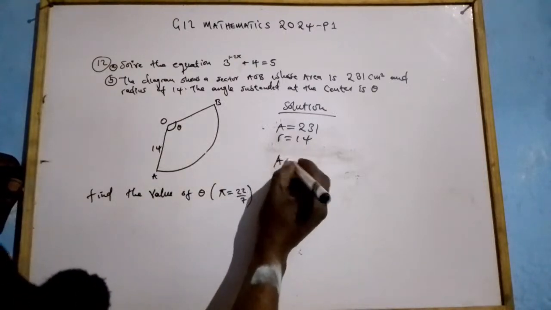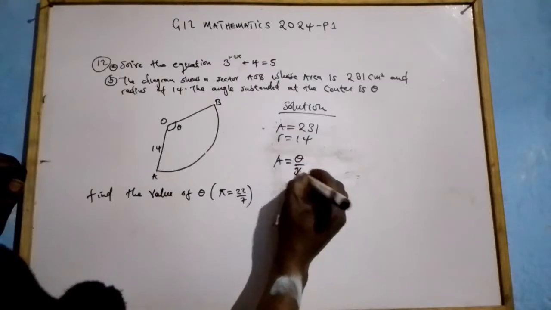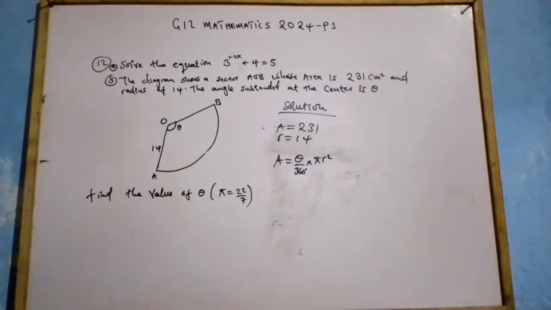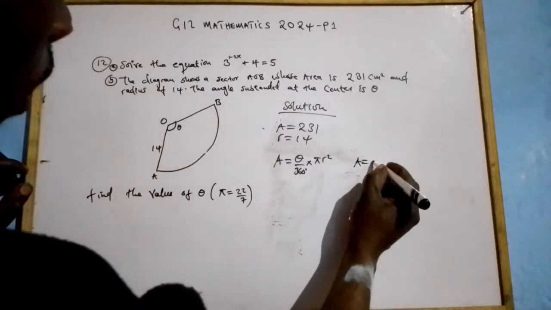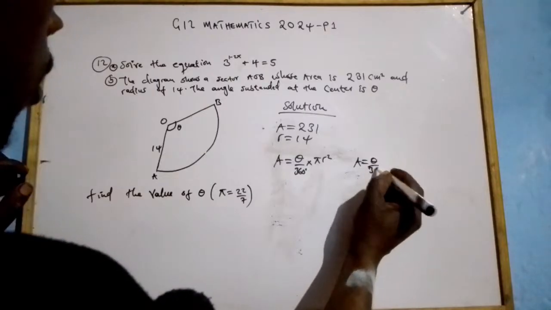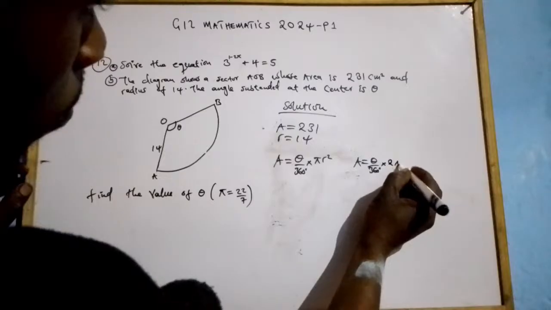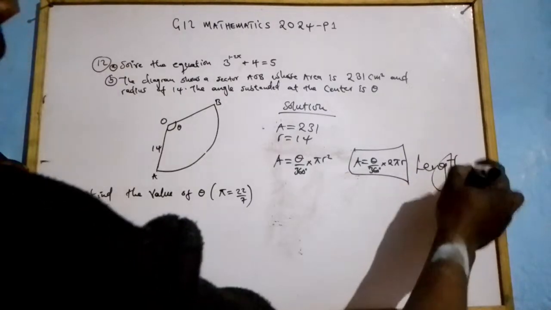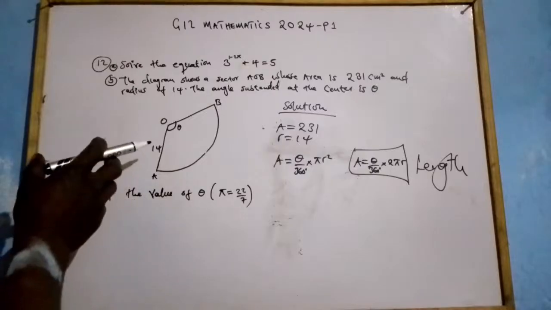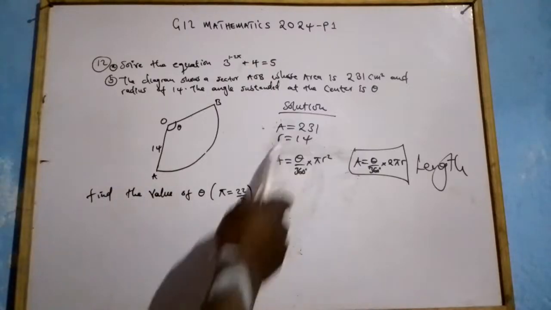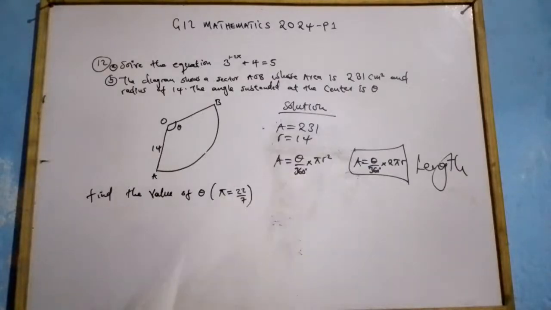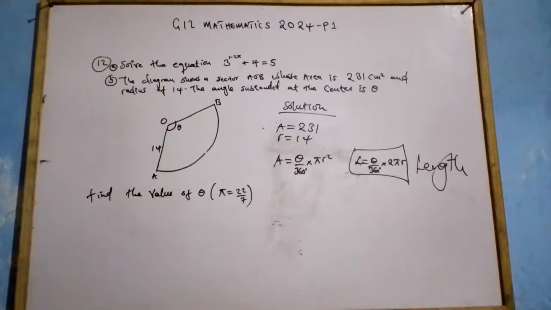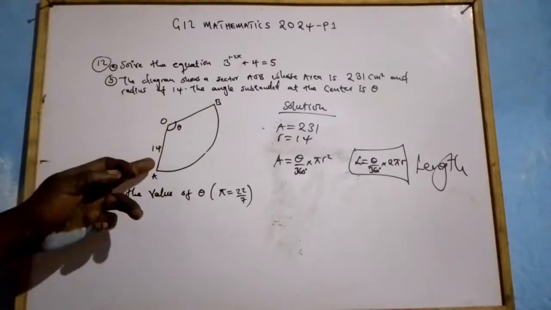So I'm going to say area equals theta over 360 times pi r squared. Don't get confused by using this formula: theta over 360 degrees times 2 pi r. This formula here is for the length of the sector. So we are only going to use the first formula for area. This one is for length, not area, the length of this sector.